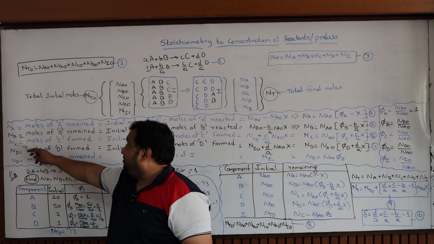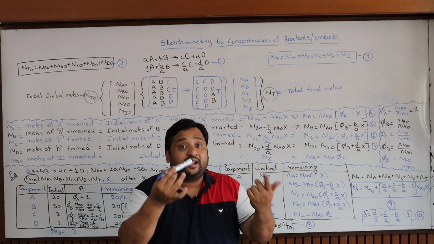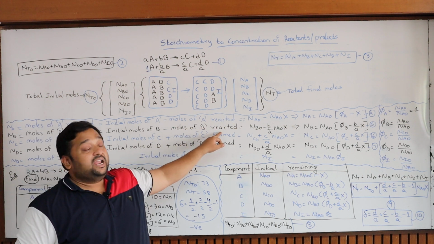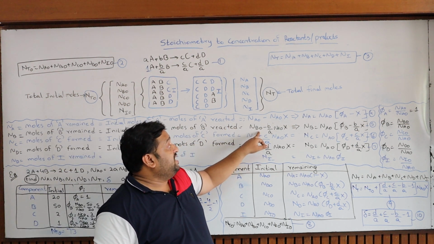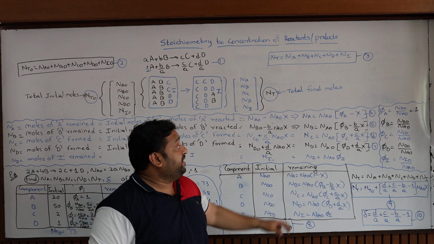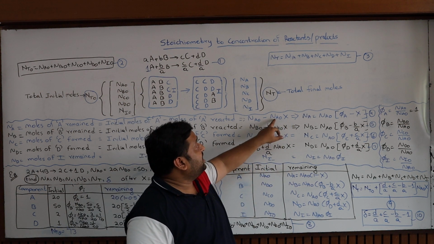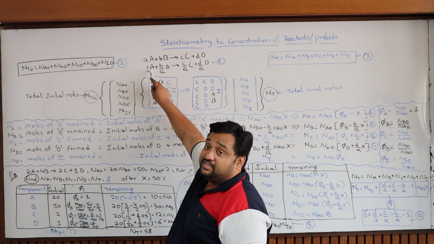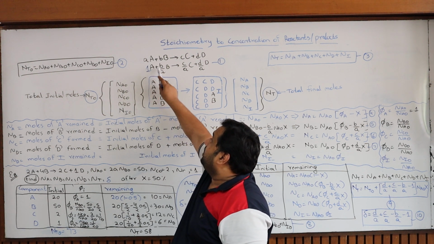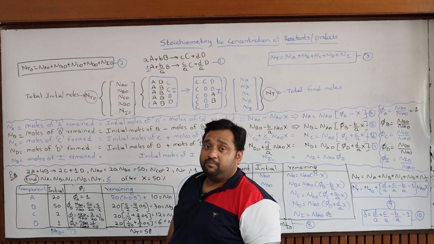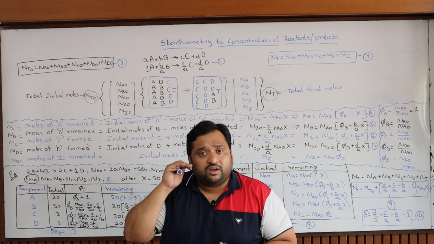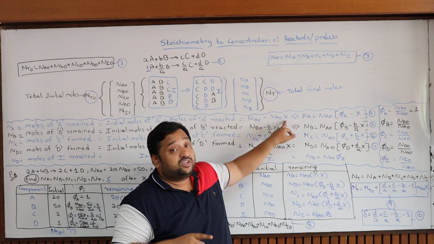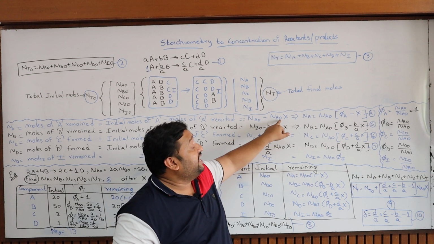Similarly, Nb is the amount of moles of B remained after the reaction. It is nothing but initial moles of B minus moles of B reacted. Initial moles of B is Nb0. We know the amount of moles of A reacted is Na0 into X. How much moles of B reacted? That is why this equation comes into play. For every 1 mole of A, B by A moles of B will react. If A is reacting this much, B will be reacting B by A times A reacted.